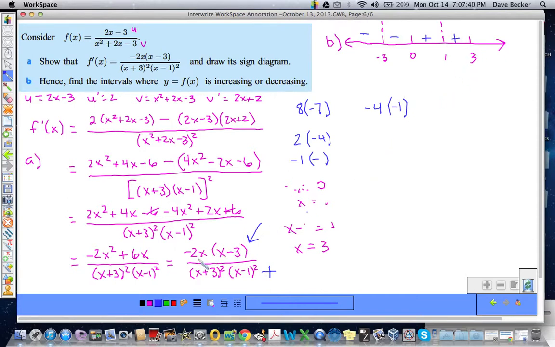And then we'll try +4. -2 times +4 is a -8. And then 4 minus 3 is a +1. So this becomes negative. So there's my sign diagram.